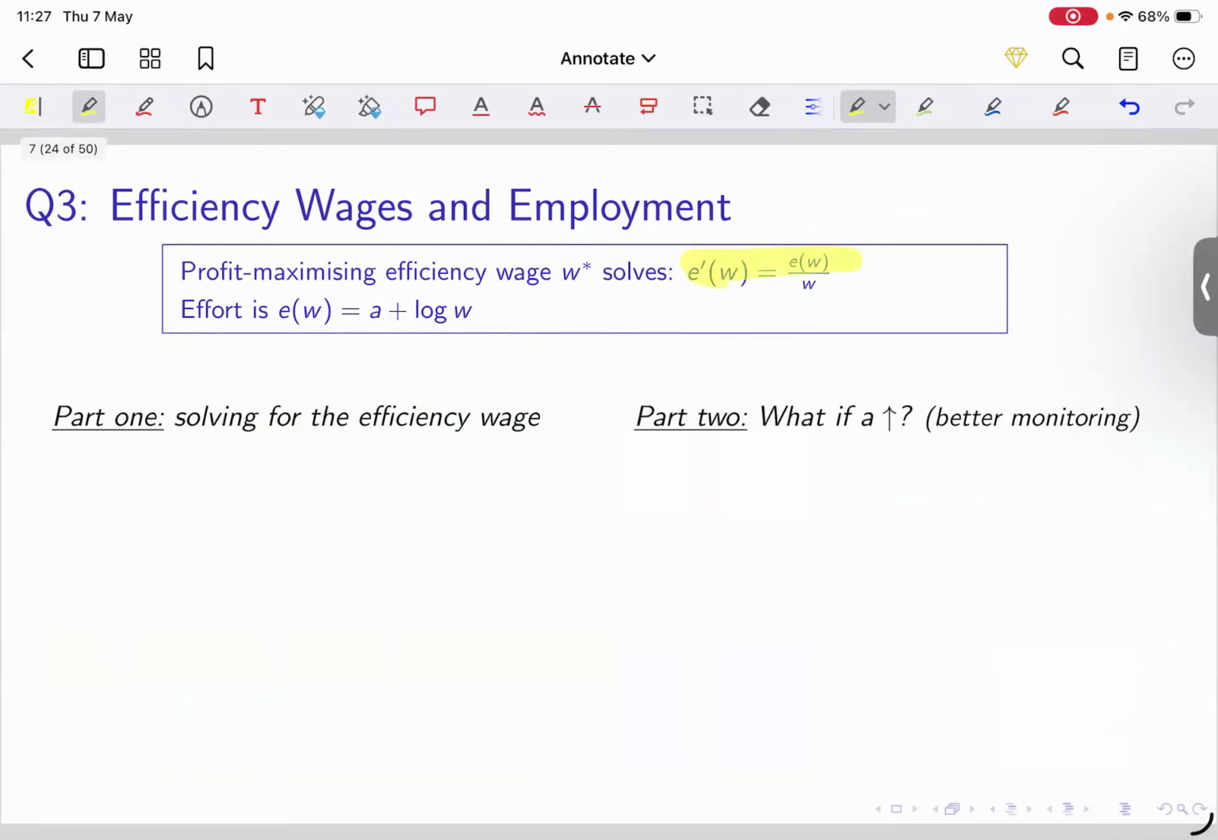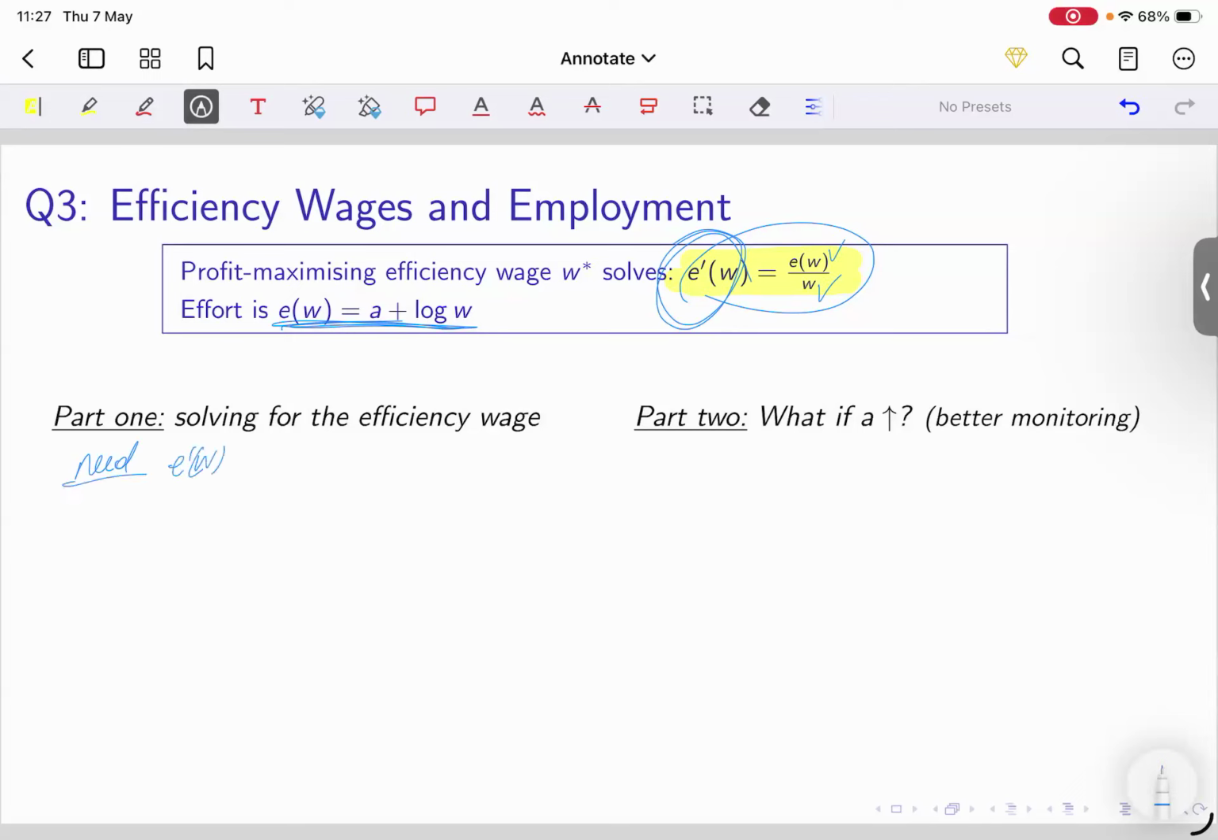Importantly, first of all, we need to find the efficiency wage. Here we're told it solves this equation. Effort in this specific case takes this functional form, so I have E of W already. Of course, W is what I need to solve for. It's my variable. So what I need, first of all, is E prime of W. This is just the first derivative of your effort function with respect to wage.